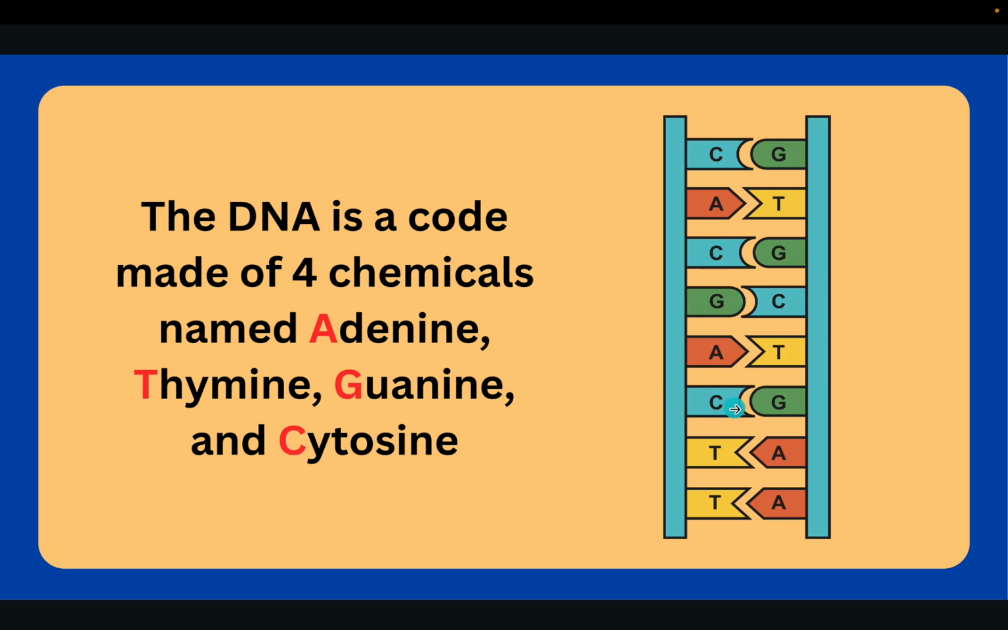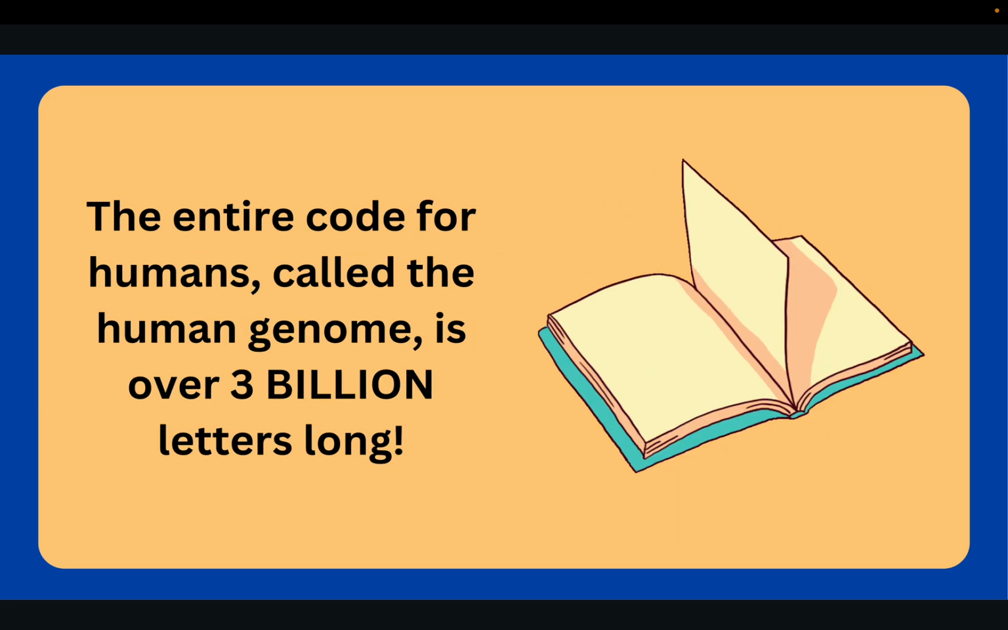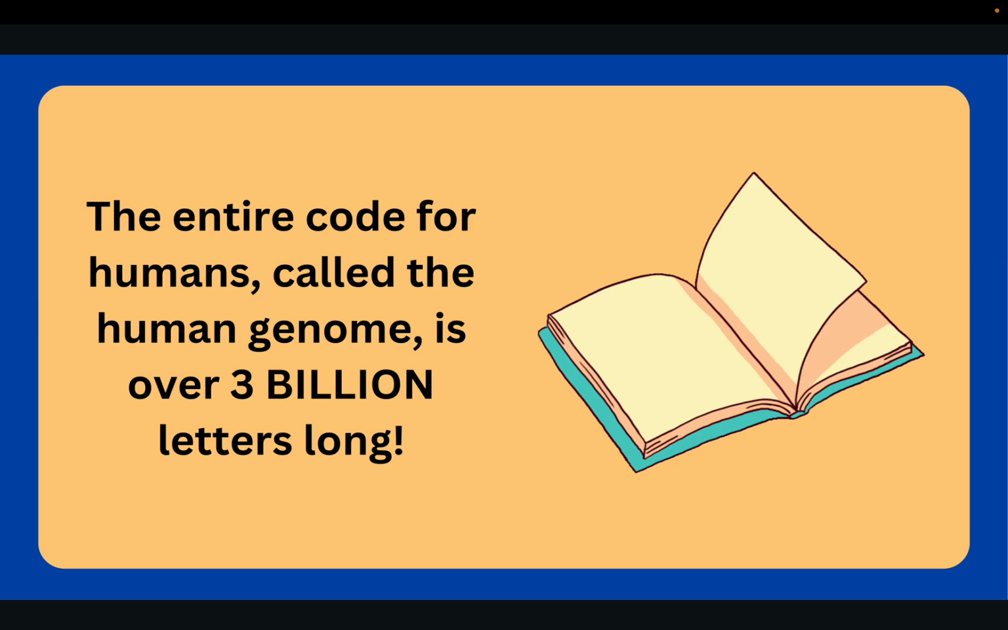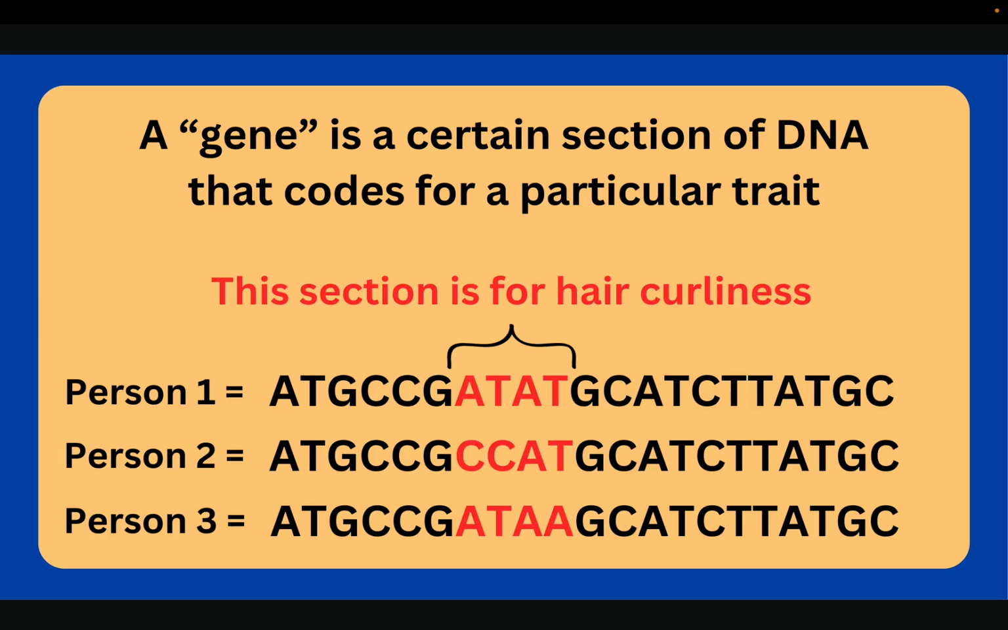It's these chemicals that bond together and form this ladder structure, and the specific order of the chemicals determines what proteins are made, which determines what the organism looks like. So your code here is pretty long. It's called the human genome, and it's over 3 billion letters long. That's a pretty massive code, made of only 4 chemicals, just repeating in very specific, very purposeful organization. So when we have big sections of this that code for a specific trait, we call it a gene.